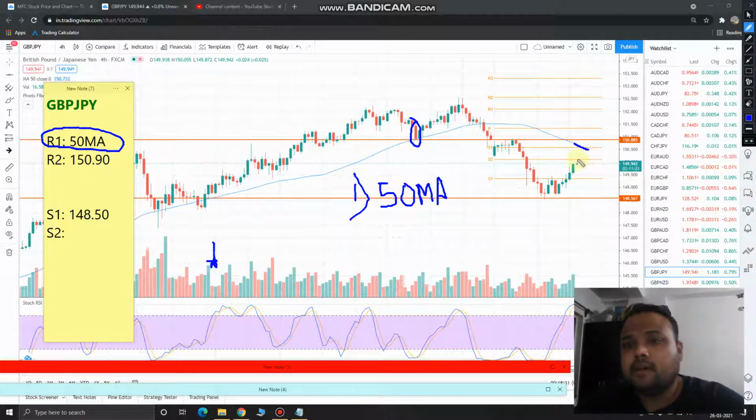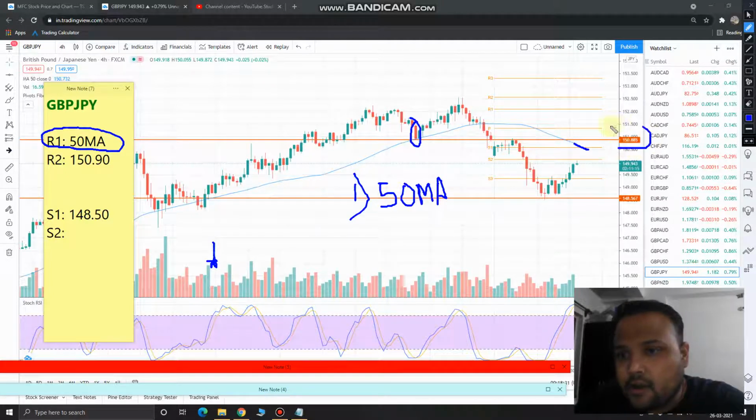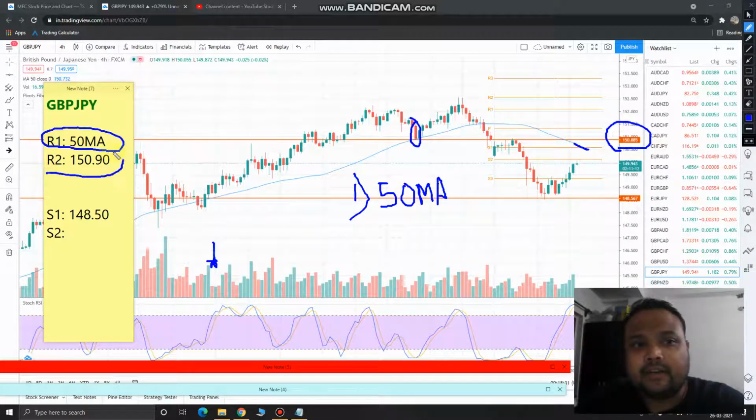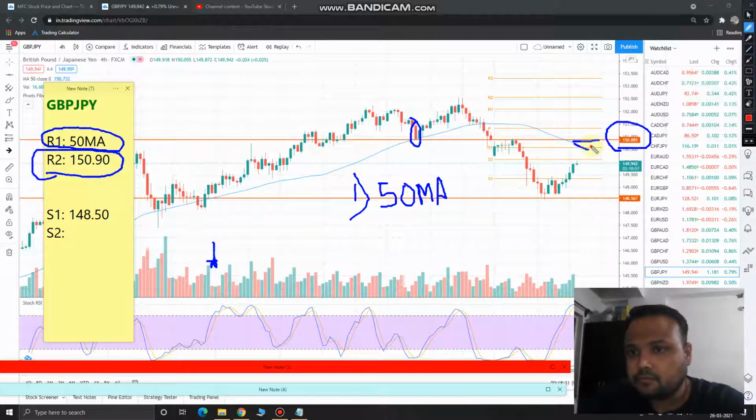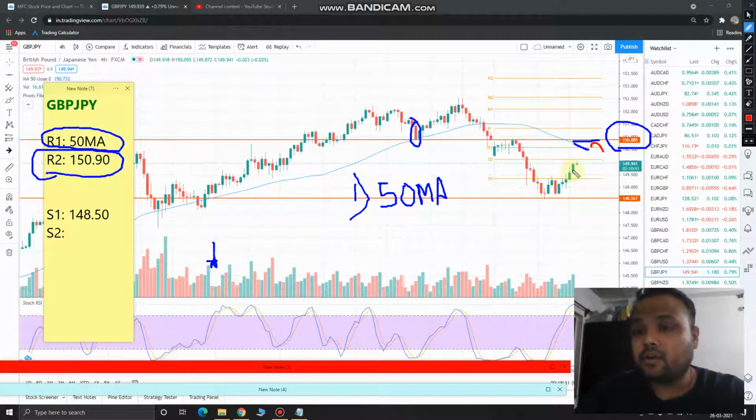On the other hand, if the market crosses the 50 moving average also, then there is a high possibility that the market will struggle at this level, the 150.90 level, which is the second resistance for the market. You can short the market if you see that price is reversing from the second resistance. You can short the market at resistance 2. As your risk to reward ratio is not matching, we will be looking for only shorting opportunities if the market goes up.